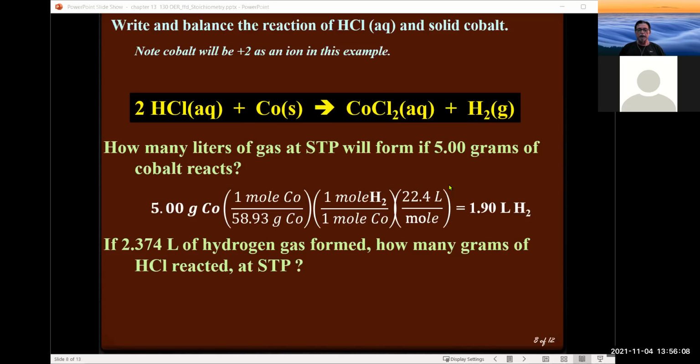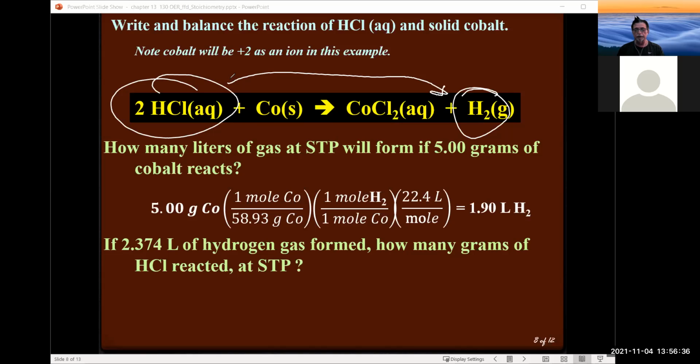All right. Now, if 2.374 liters of hydrogen gas is formed, how many grams of hydrochloric acid reacted? Now we're just concerned about hydrogen gas and hydrochloric acid, which, you know, is a 2-to-1 relationship.